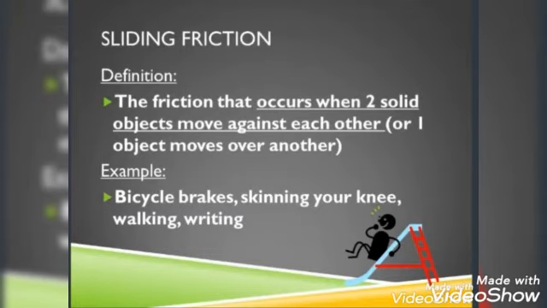Sliding friction or kinetic friction. The friction that occurs when two solid objects move against each other. Examples: bicycle brakes, walking, writing, skinning your knee.